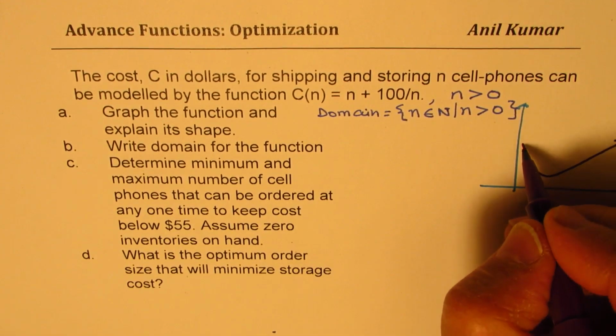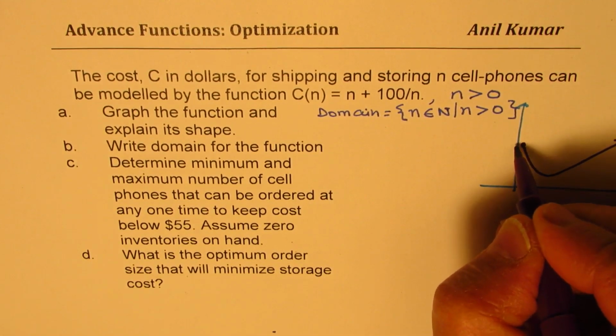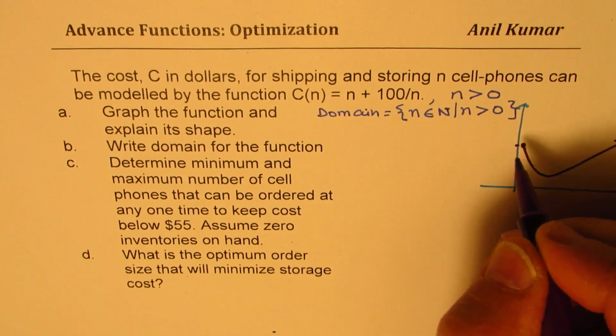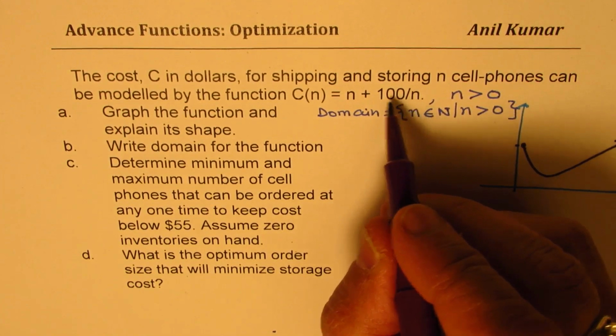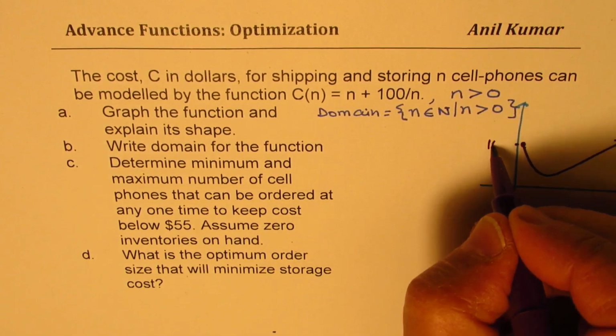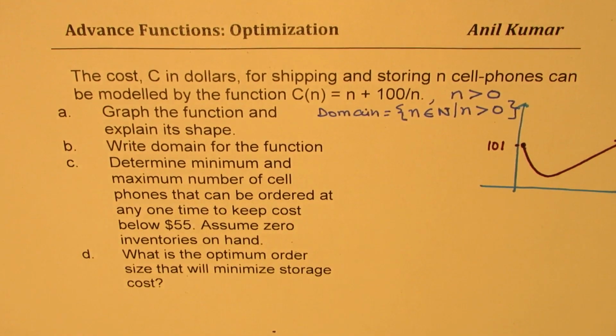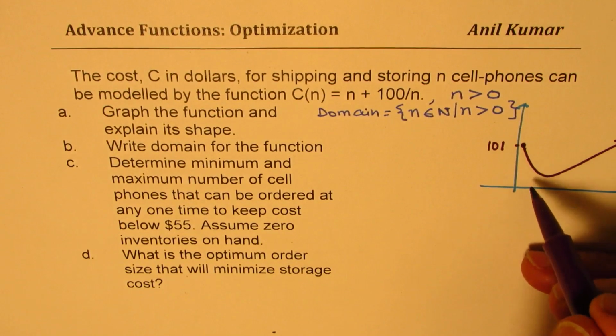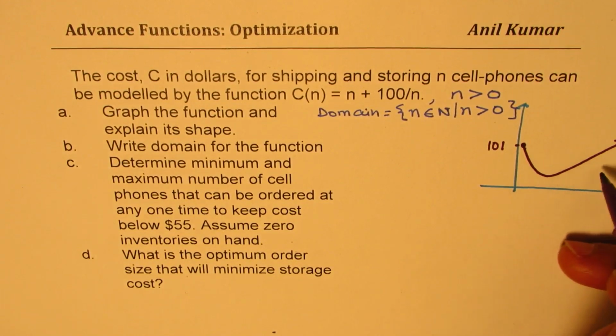And let us assume that at n equals 1, we have this value, which is 101. We can make a table of values to get the rest of this graph, but that is the shape of the graph.